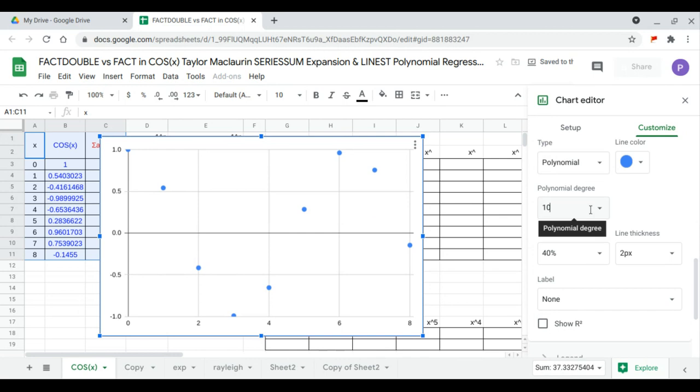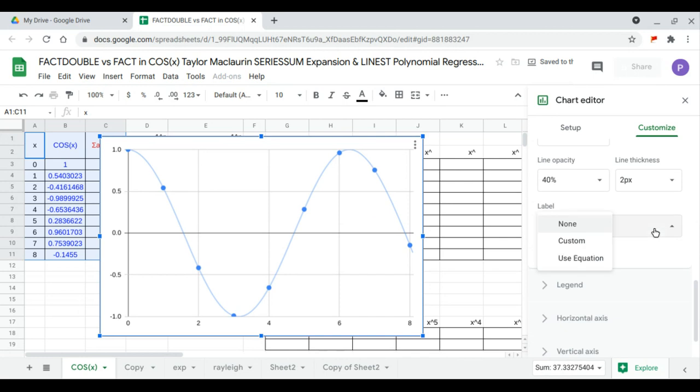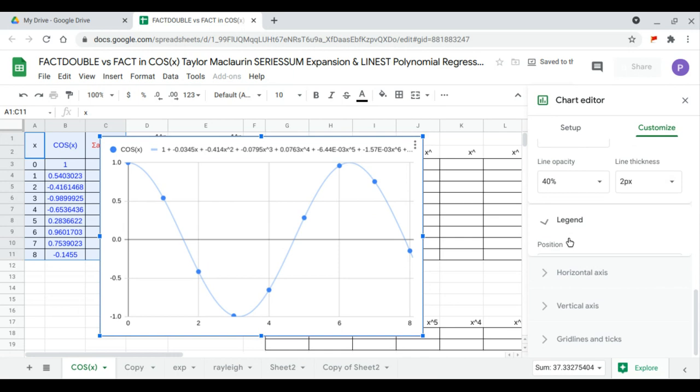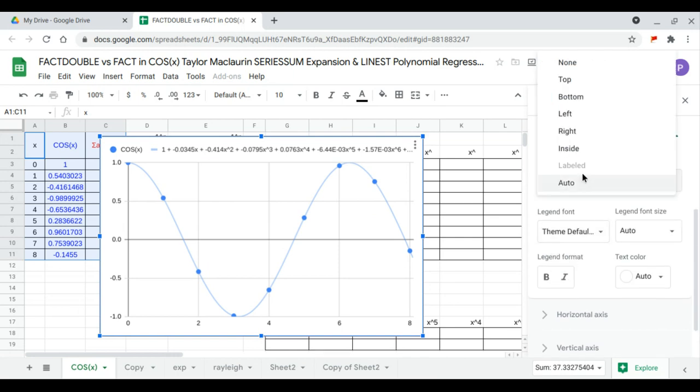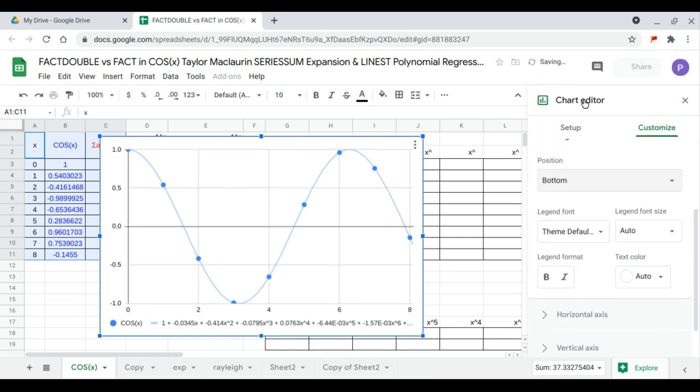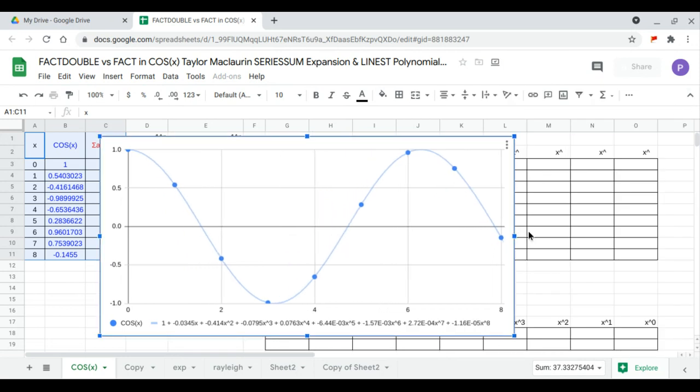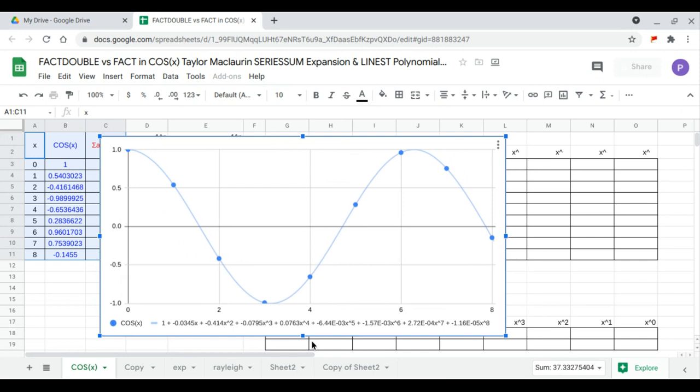No, it doesn't work. Go lower. So 8 degree. And the label, use the equation. The legend, position at the bottom. So here's the trend line and the trend line polynomial of cosine.